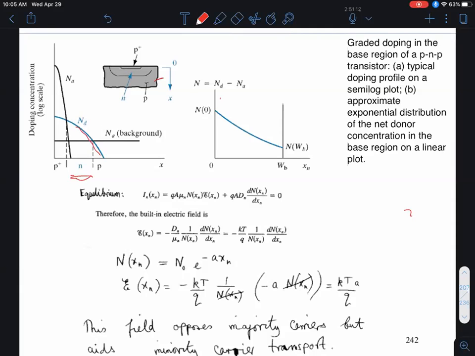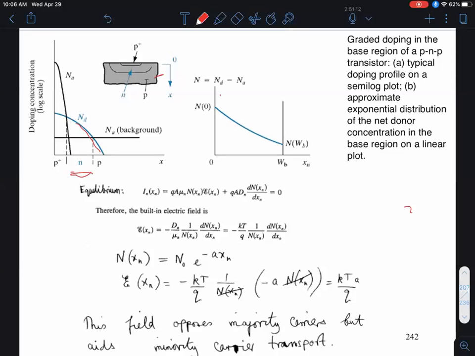Which means that even if I didn't apply any bias, the holes would tend to diffuse to the right, right? Because I have more holes on the left-hand side than on the, I misspoke. This is PNP, so I'm looking at electrons in the base, okay? So I have more electrons at x equal to 0, which is the emitter base junction, than at WB, which is the collector base junction, right? So the electrons would like to diffuse to the right. But of course, if the device is just sitting there without any biases applied to it, there cannot be any net current flowing, right? So there has to be an opposing drift current.